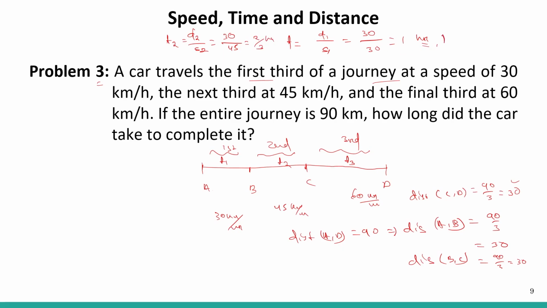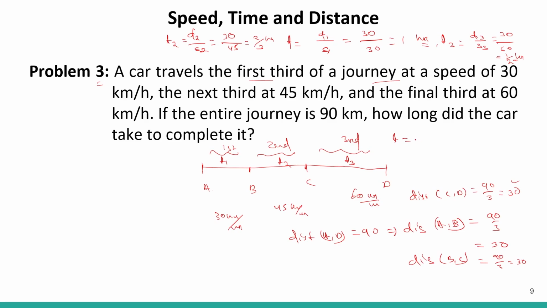So T3 will be what? T3 is equal to D3 by S3. D3 is 30, and S3 is 60, so it will be 1 by 2 hour. Okay. So how long did the car take to complete it?